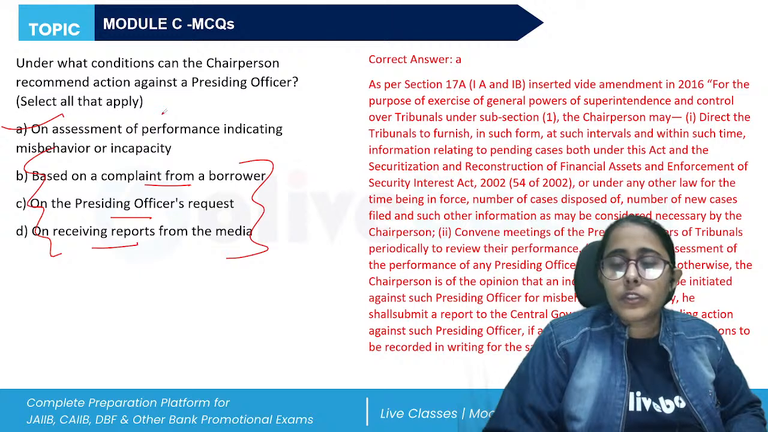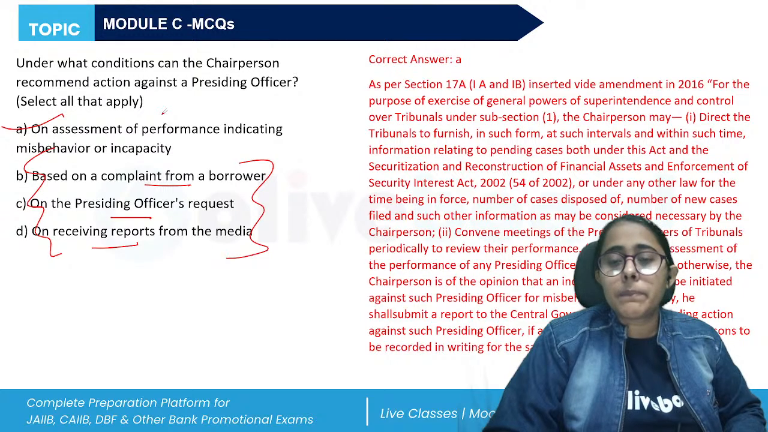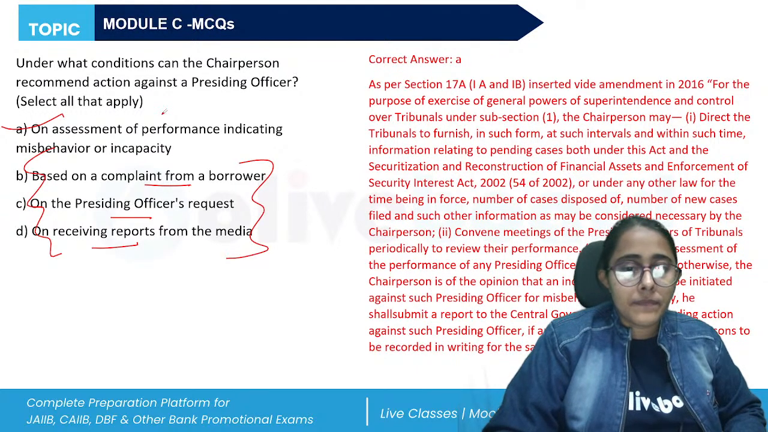Right? So the chairperson may direct the tribunals to furnish, at such intervals, reports related to the pending cases before the act. Then they may convene meetings of the presiding officers. They can also make an assessment of the performance of the presiding officer, and they can make a complaint if the chairman is of the opinion that they are showing misbehavior or incapacity. Alright, so the correct answer is option E.